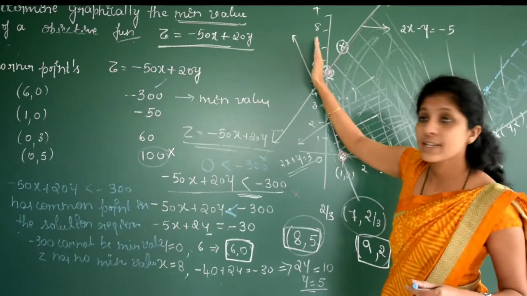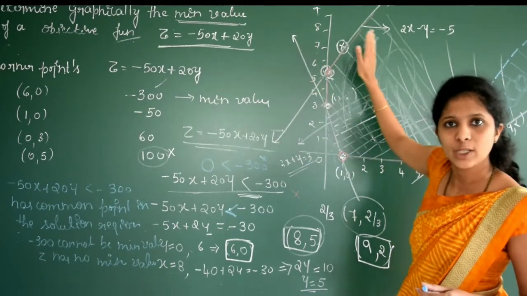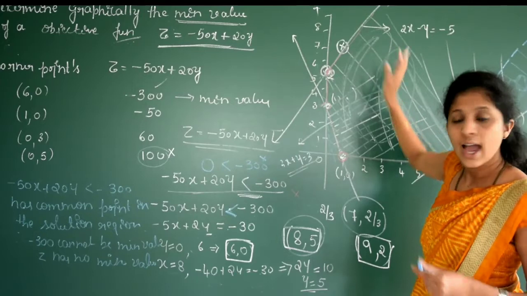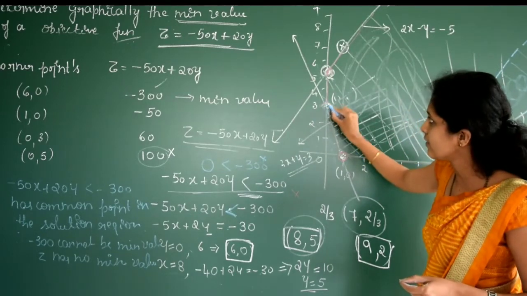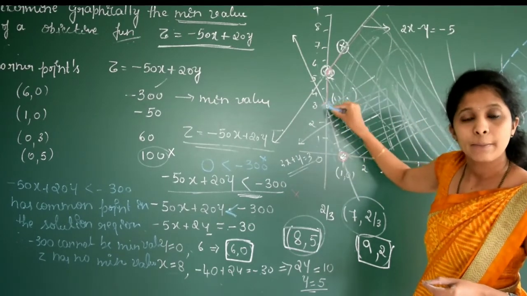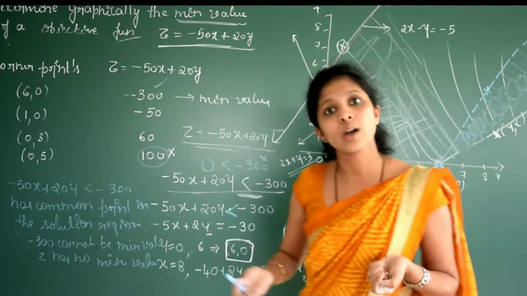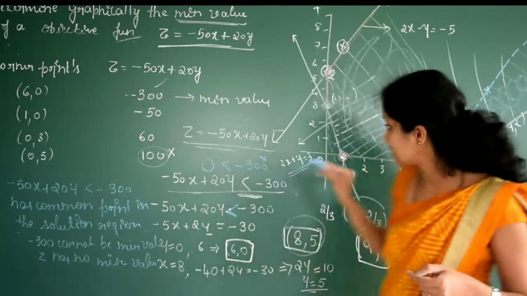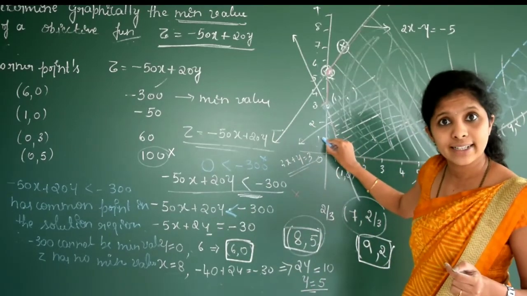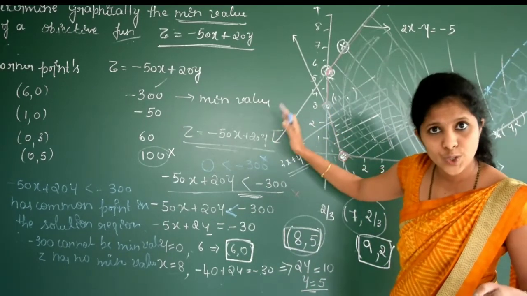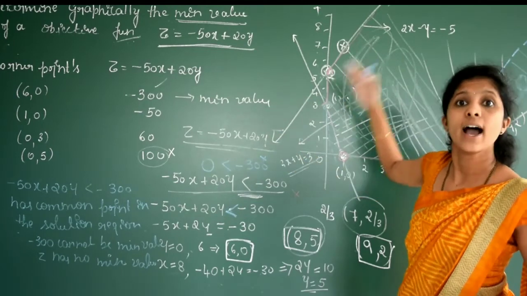Now this line does not have any common point with this solution region, and we cannot consider this line, and we cannot consider this point also, because this line is not included. It will always be strictly less than or strictly greater than. So this line is not included. Is it clear? The solution region should be either downwards or upwards.